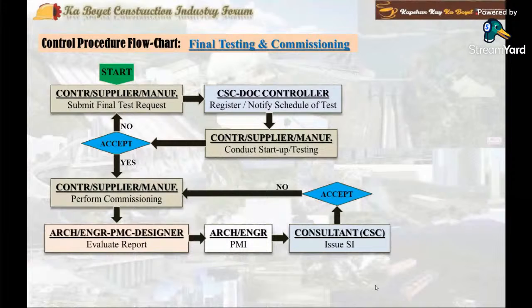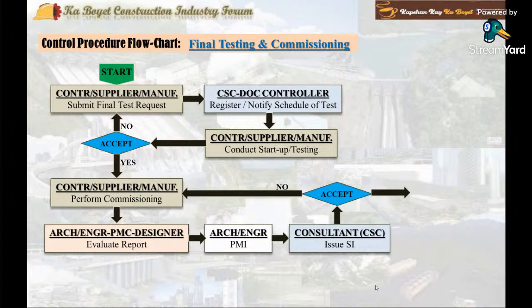If the commissioning is not satisfactory, the contractor shall carry out the necessary required adjustment to satisfy the project consultant, the architect engineer, and the designer, and repeat the commissioning process again.